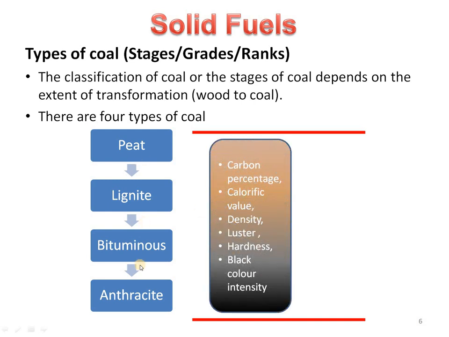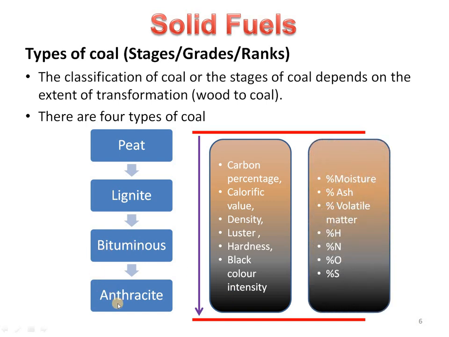So if you go from peat to anthracite, the percentage of carbon, calorific value, density, luster, hardness, and black color intensity will increase. While if you go from peat to anthracite, percent moisture, percent ash content, percent volatile matter content, percent hydrogen, percent nitrogen, percent oxygen, and percent sulfur content decrease.